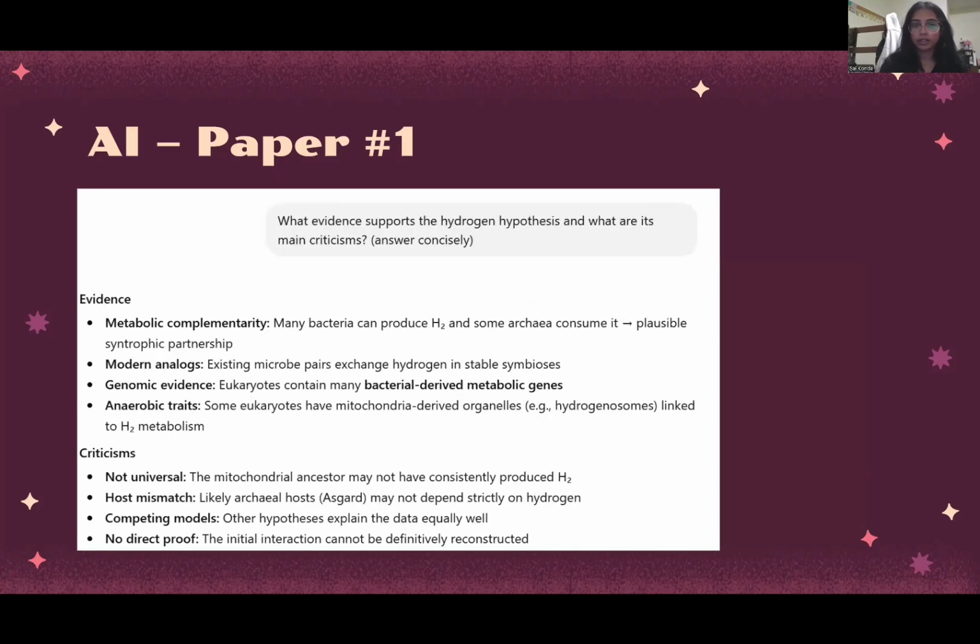For the fourth question, we asked what evidence supports the hydrogen hypothesis and what are its main criticisms.